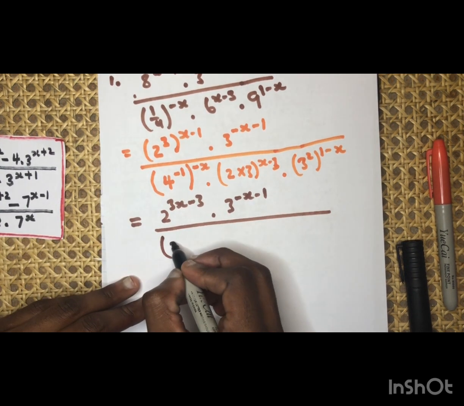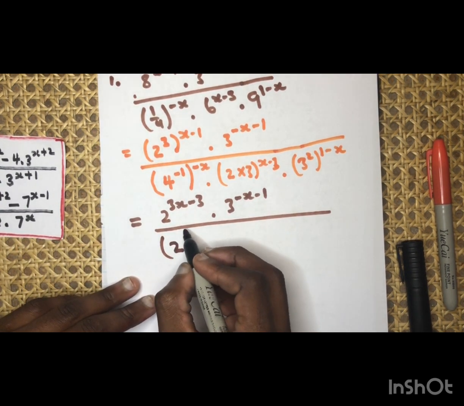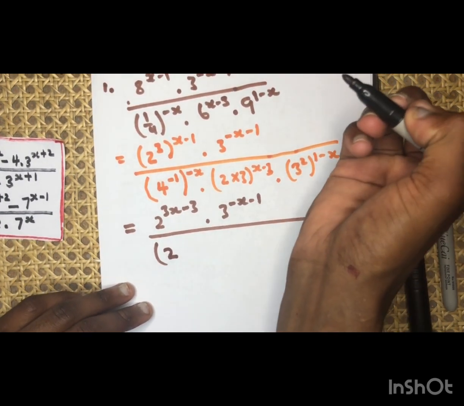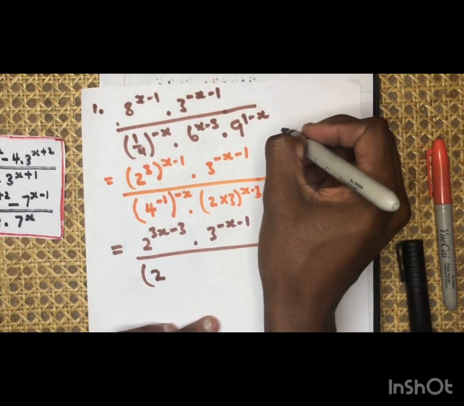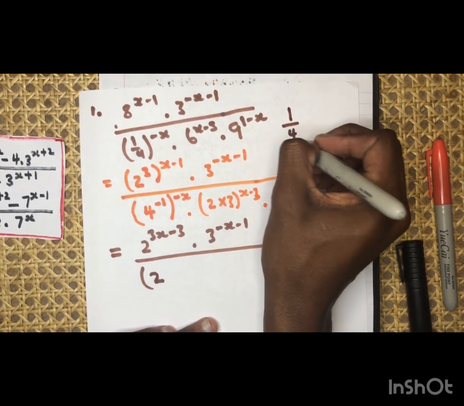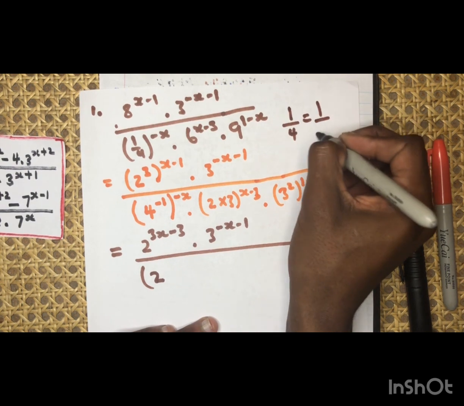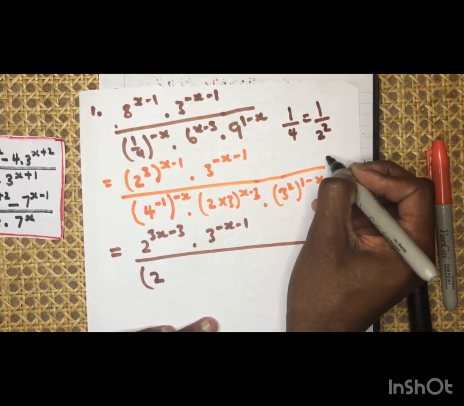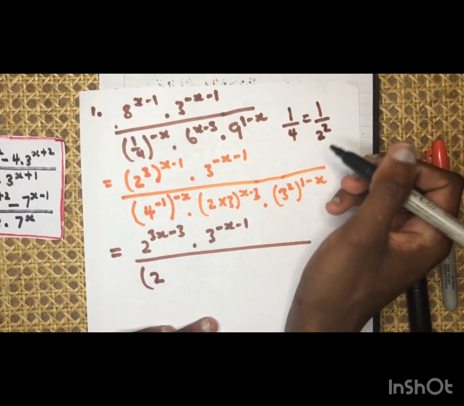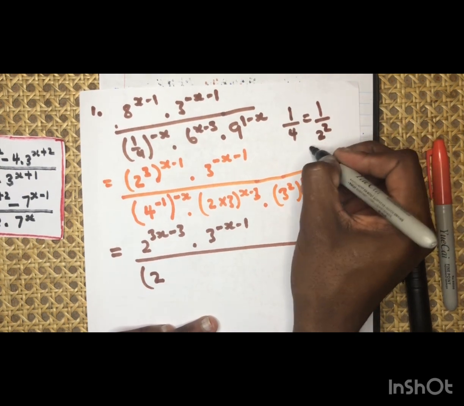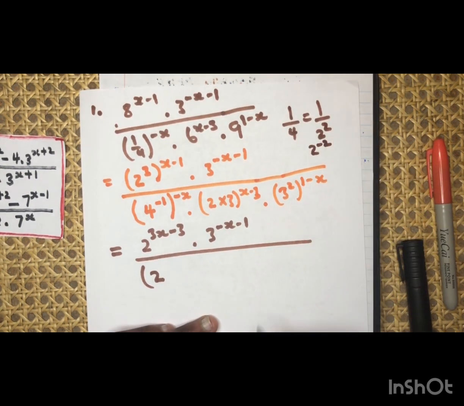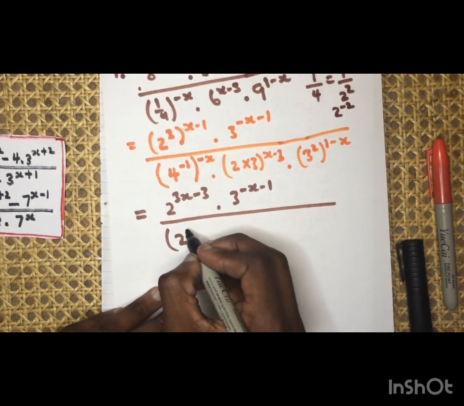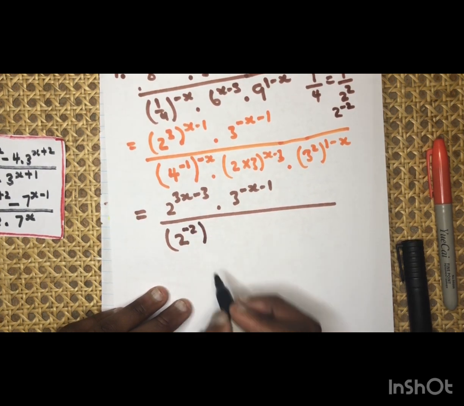So here I'm going to say 2. Okay, I just want to break it down, guys, for you. Remember, we were having 1 over 4. 1 over 4 is the same as 2 to the power 2. So if I write this as a negative exponent, it's the same as 2 to the power negative 2. So I'm going to change this one to be 2 to the power negative 2.